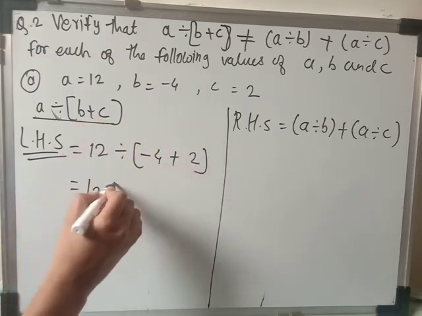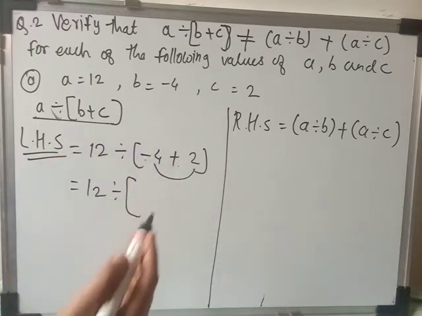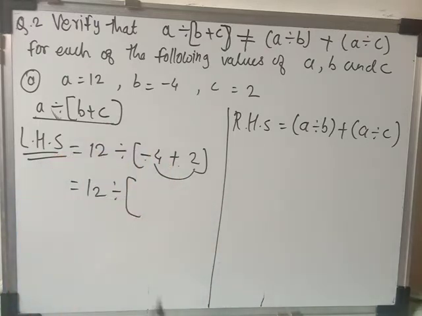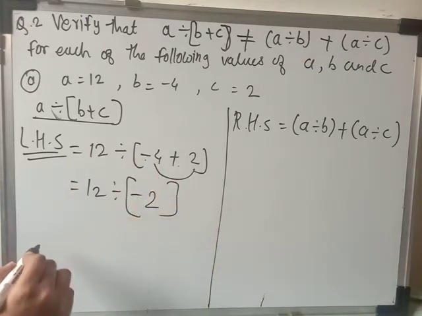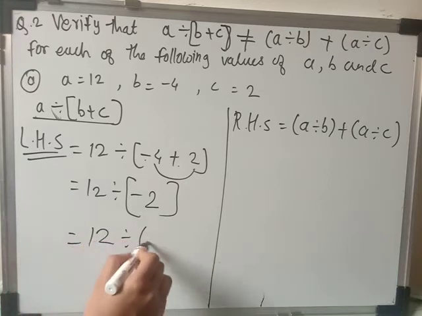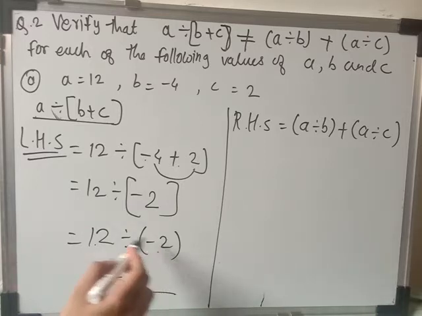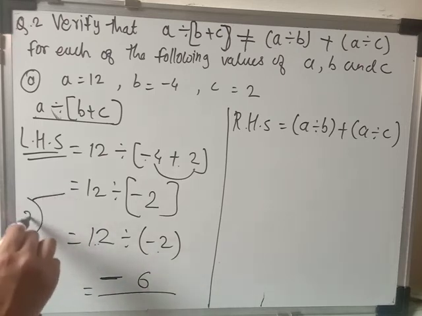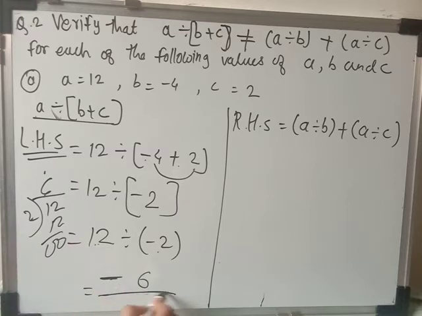Okay, so 12 divided by, here both the integers have different signs. So what do we have to do here? Minus and plus means we have to do the subtraction. So 4 minus 2 is equal to 2, and 4 is the greater number, so we put the sign of that number. So 12 divided by -2. Here one positive and one negative integer is there, so whatever quotient comes will be a negative integer. 2 sixes are 12. So we got the answer -6. So from the LHS we got the value -6.